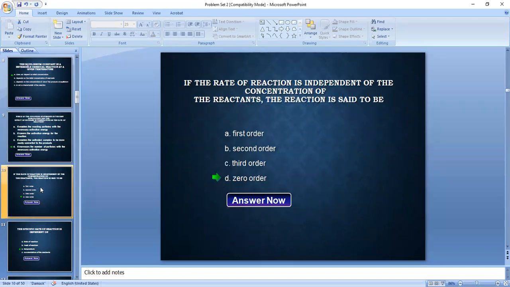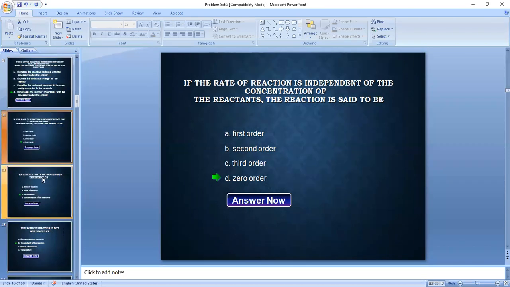Now, if the rate of reaction is independent of the concentration of the reactants, the reaction is said to be zero order. It does not depend on the concentration of reactant. So a zero order reaction, as discussed, has its rate depending on some other factors. It could be, especially for the photochemical reactions, something to do with the intensity of the light in which your reactor is exposed to. So it could be dependent on other factors other than the concentration of your reacting species.